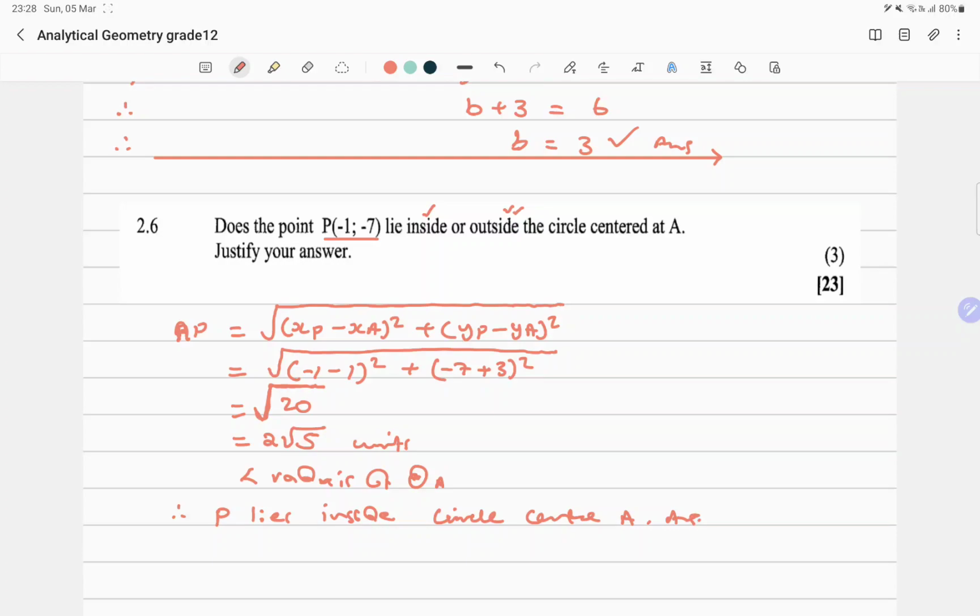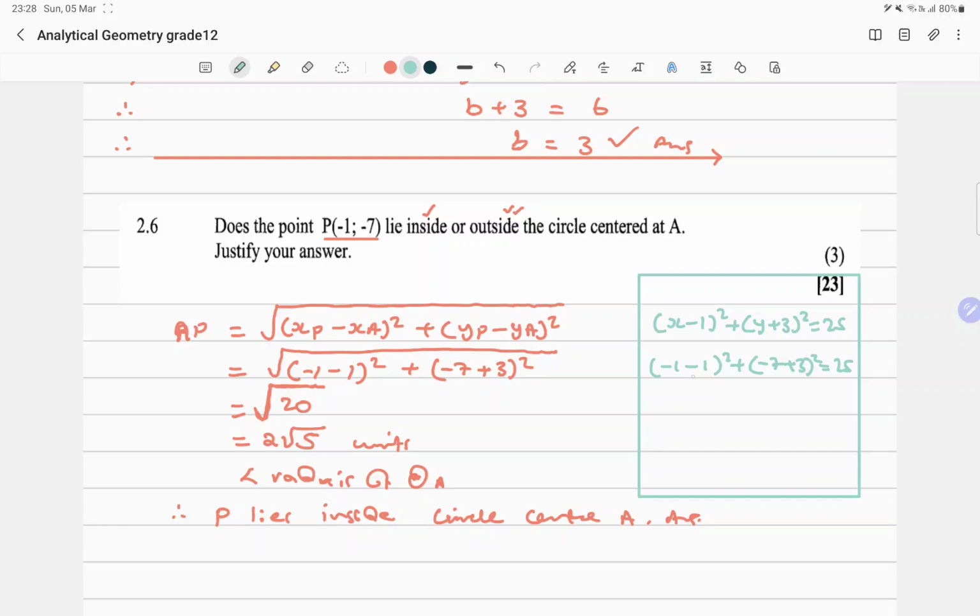The other thing that you could have done here, since sometimes there's more than one route, is to take the equation and substitute this point. Remember the equation was (x minus 1) squared plus (y plus 3) squared equals 25. You substitute the point in: -1 minus 1, all squared, and -7 plus 3, all squared, equals 25.